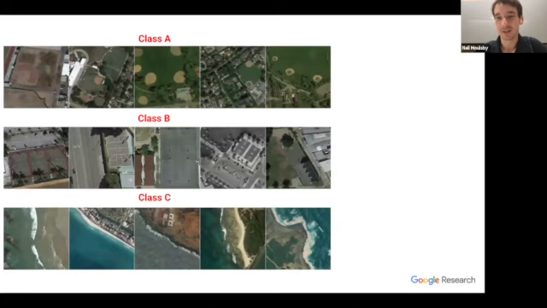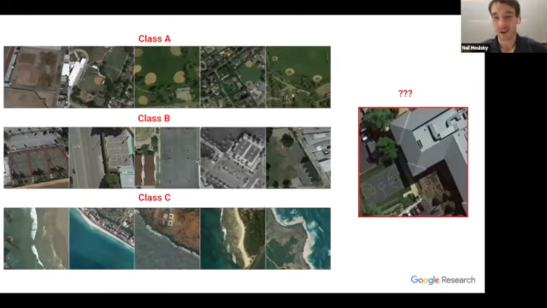Here's a second example, images from a very different distribution. We have 3 classes and a test example. I can't see most people's faces, so I won't do a raising of hands, but maybe people can think to themselves which class they would put this example in. I'll give you a second to do a couple of epochs in the training set. Okay, anyone who thought class A was wrong, it's class B.